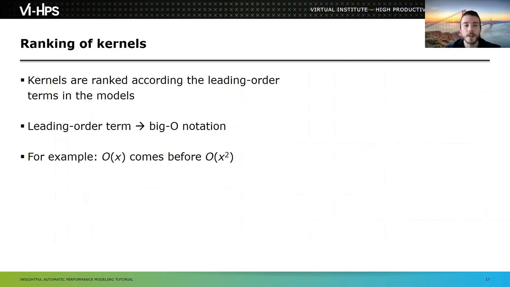So how do we rank the kernels actually? That's pretty simple. We do that according to lead order terms. So if one function has several terms, we always rank according to the term that is the most important for performance and has the highest complexity. And we do that according to this big O notation. So for example, linear runtime becomes before like a polynomial.